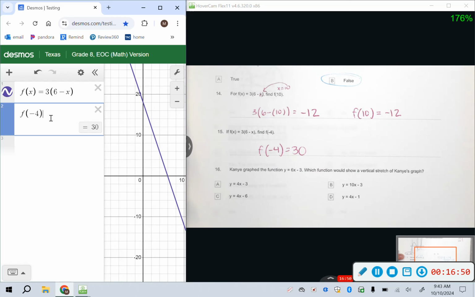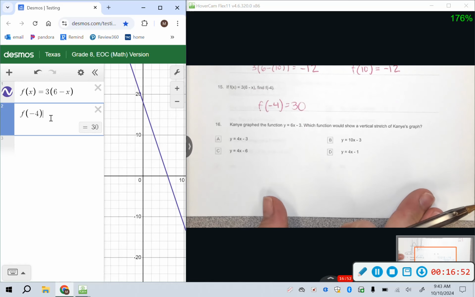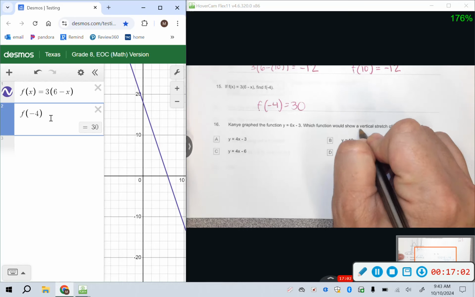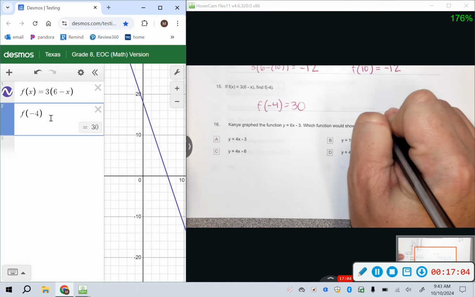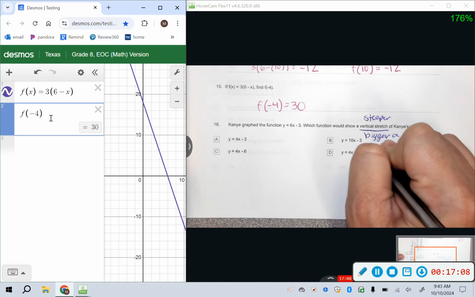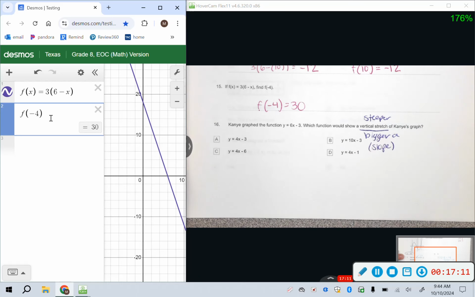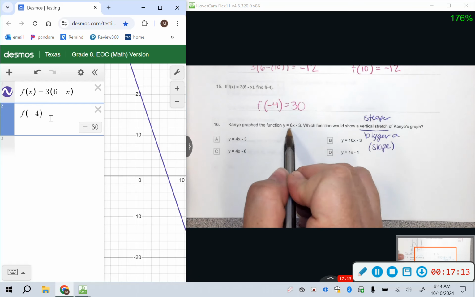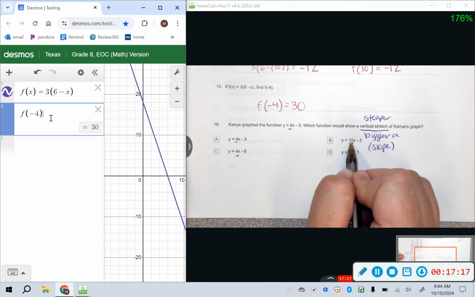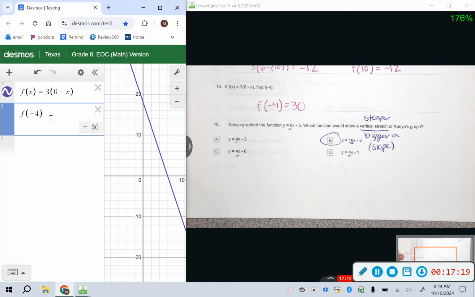Okay, so let's look at number 16. 16 said, Kanye graphed the function y equals 6x minus 3. Which function would show a vertical stretch? So what I want you to remember is a vertical stretch is steeper. It's a bigger a or slope. Okay, so bigger slope. Well, my slope here is 6. 4 is smaller. 10 is bigger. 4 is smaller. So I know B is my answer.